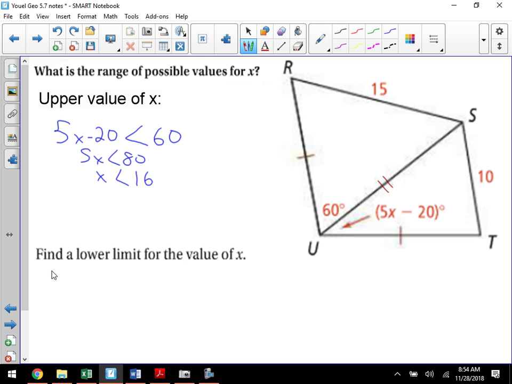What do you think the lower boundary has to be? Greater than what?